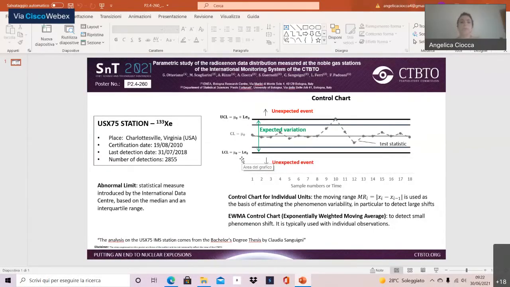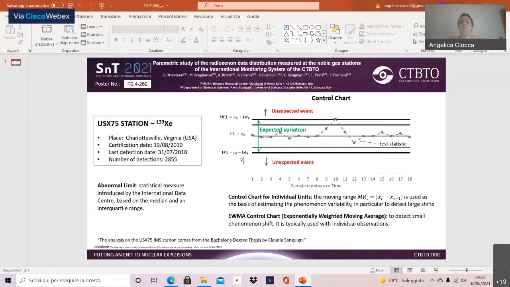The parametric study of the radioxenon data distribution measured at the noble gas station of the International Monitoring System of the CTBTO is about xenon-133 measurements at the USX75 station in Virginia. In this study, the abnormal limit is calculated on the last 375 available observations, and it is based on the median, a more robust statistical index than the mean, and on the first and third quartiles. We have compared the IDC method based on the interquartile filter method with the statistical process control tool, the control chart. The control chart is a graphical representation of a sequence of statistical tests carried out at regular time intervals to verify if the phenomenon is in statistical control.